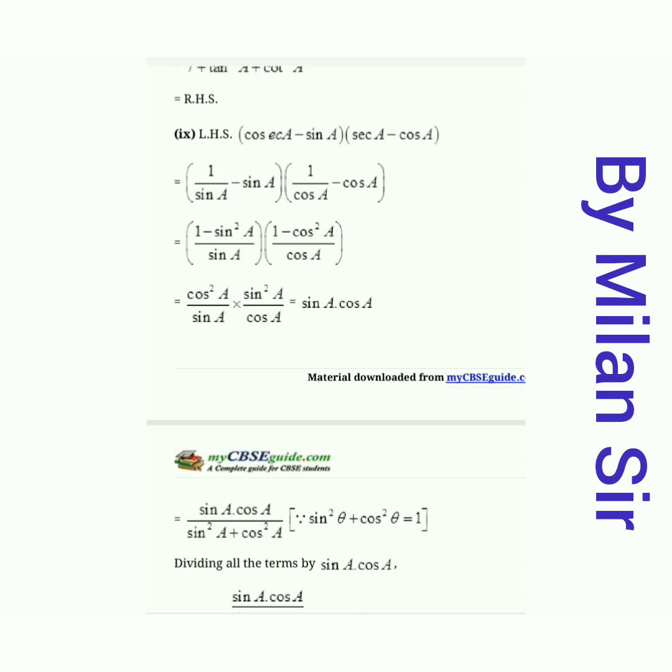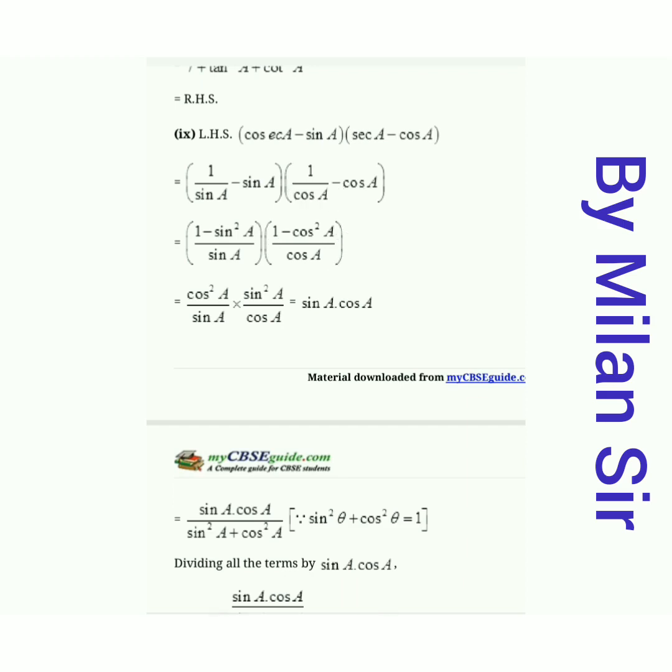Now take LCM in both this bracket. So here sin A is multiplied with sin A. First of all, this 1 as it is. Then sin A multiplied with sin A, it's sin square A. And in denominator LCM, it's sin A. Right? Now in second bracket, again take LCM. So first of all, this 1 as it is. Cos A multiplied with cos A, it's cos square A. And in denominator LCM, it's cos A.